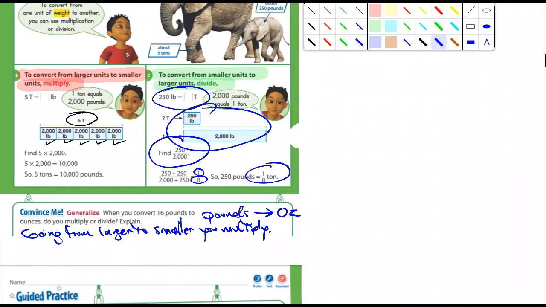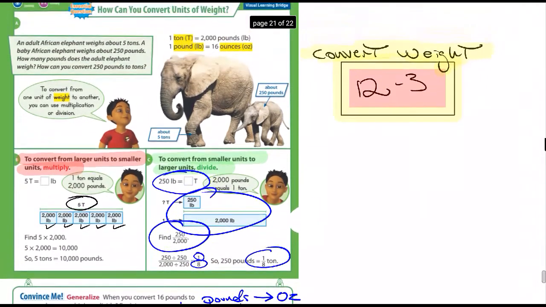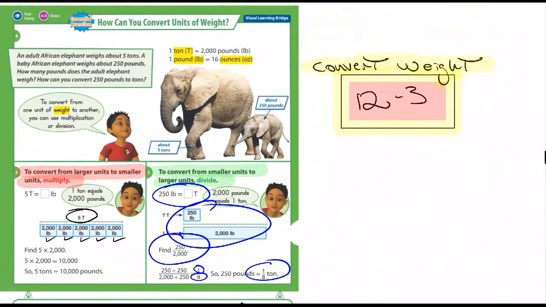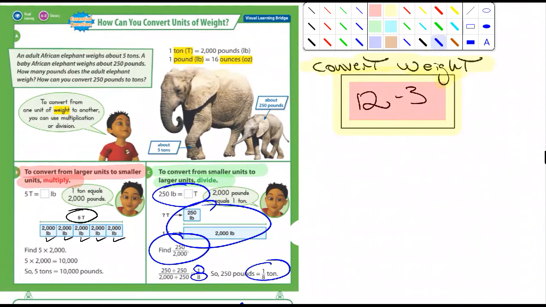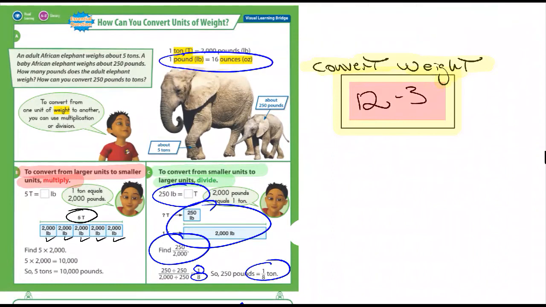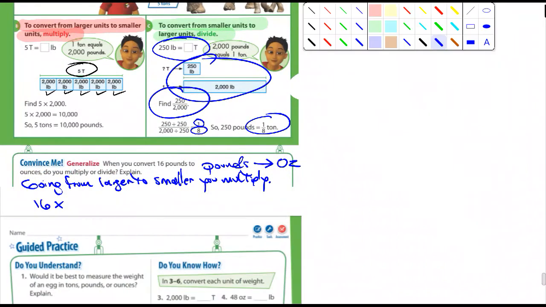So 16 pounds, it's going to be 16 times, well, let's go back to the top here. How many ounces are in 1 pound? 16. So it would be simply 16 times 16 equals, I'll let you figure that one out. That would tell you how many ounces are in 16 pounds.